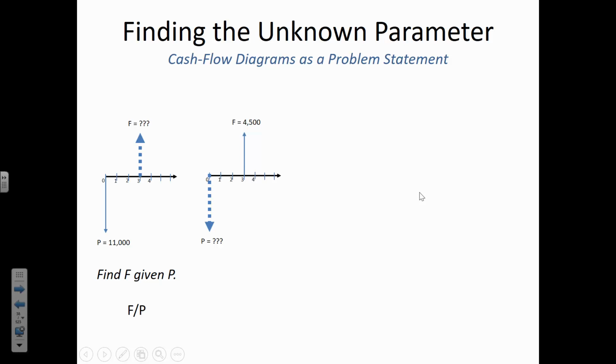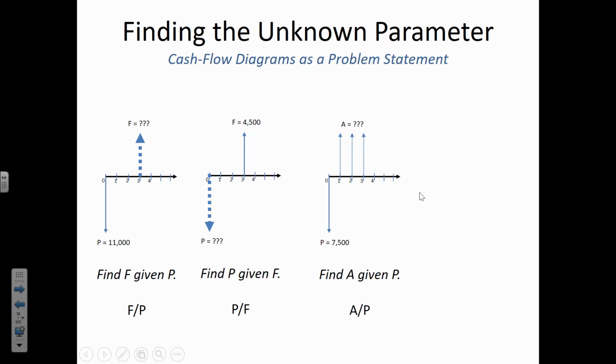Find p given f. Right. So it's a p/f because p is the unknown, f is the known. Okay? Here is find a given p. So this would be a/p.